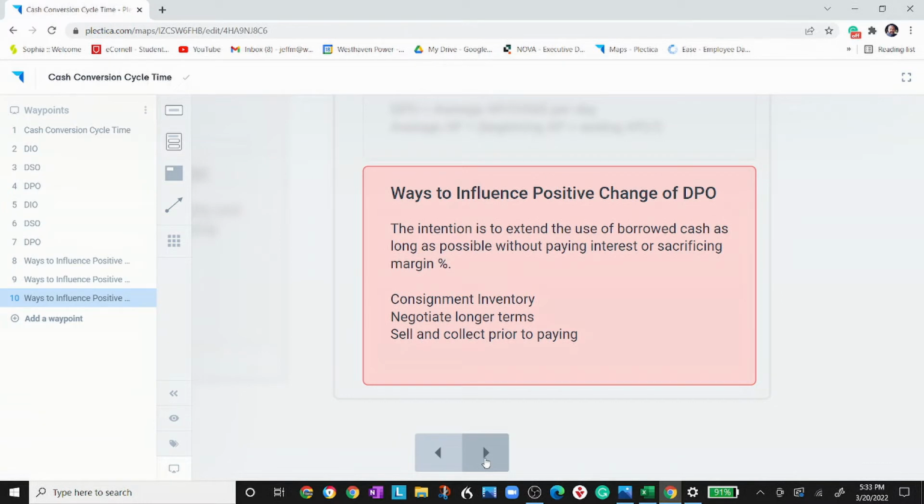Days payables outstanding. The intention is to extend the use of borrowed cash as long as possible without paying interest or sacrificing margin percent. You can, again, use consignment inventory whenever possible. You can negotiate longer terms or sell and collect prior to paying your invoices.